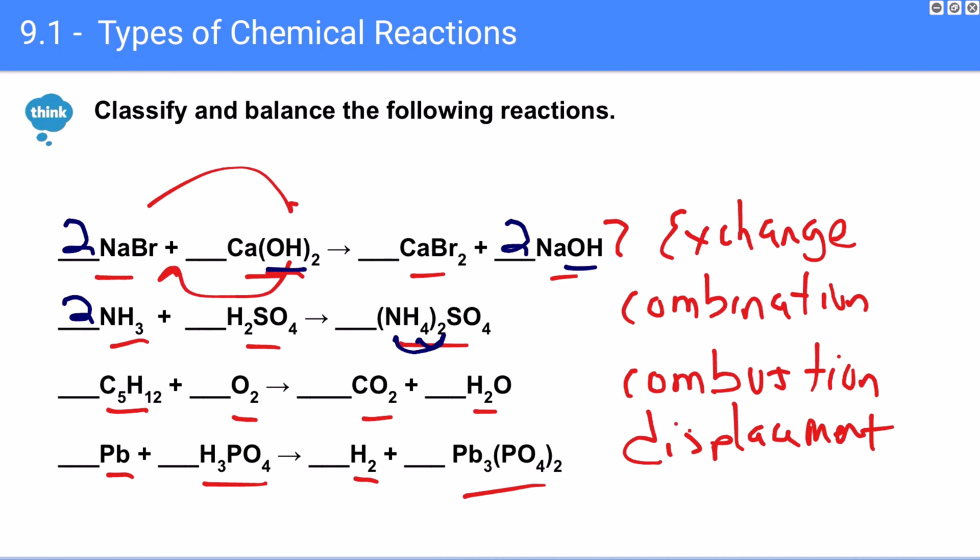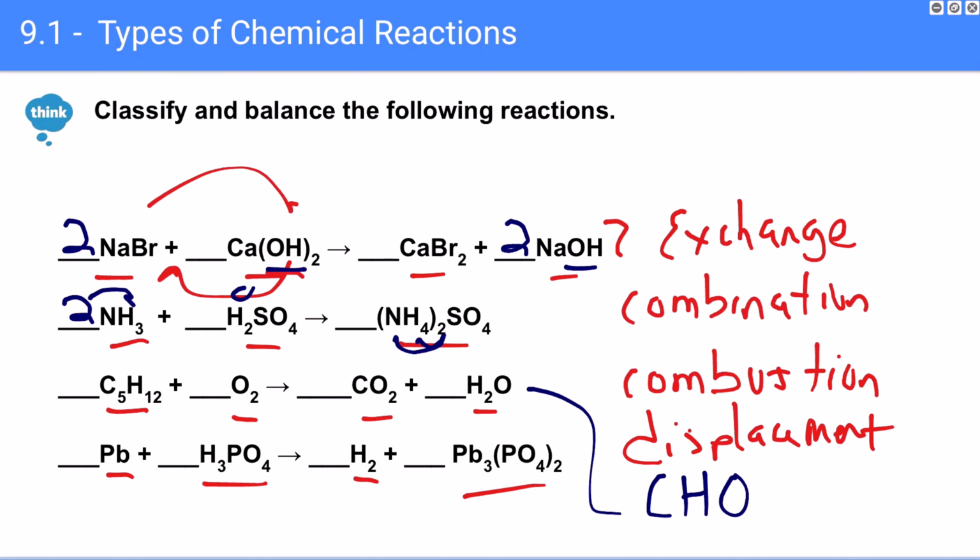We need a total of 8 hydrogens. There's 6 here and 2 here. So that gives us a total of 8. For combustion reactions, balancing CHO is what you need to know. Carbon, hydrogen, then oxygen last.